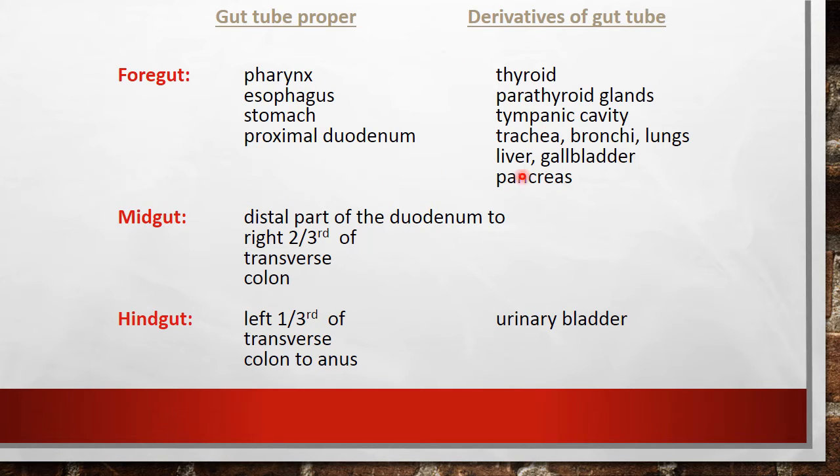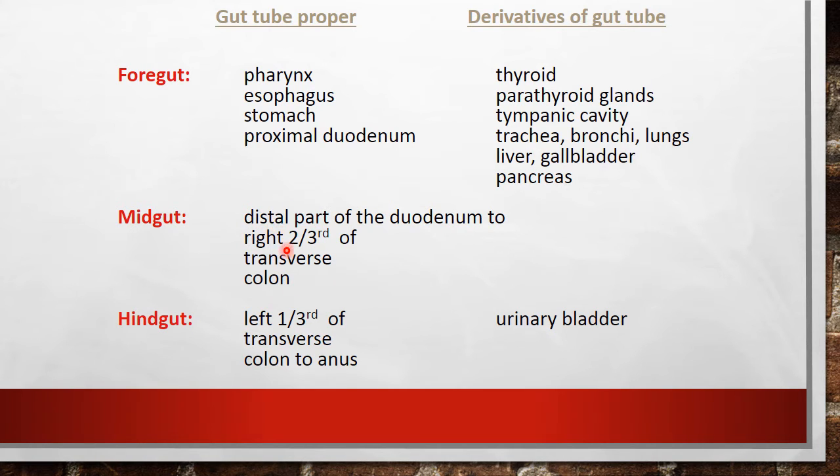So these are the structures which are derived from the foregut, and they have their own blood vessel from the aorta, that is the celiac trunk. So the celiac trunk and its branches are supplying all the structures which are derived from the foregut part of the gut tube. The midgut portion is now the distal part of the duodenum, which is distal to the opening of bile duct, till the right 2/3 of the transverse colon.